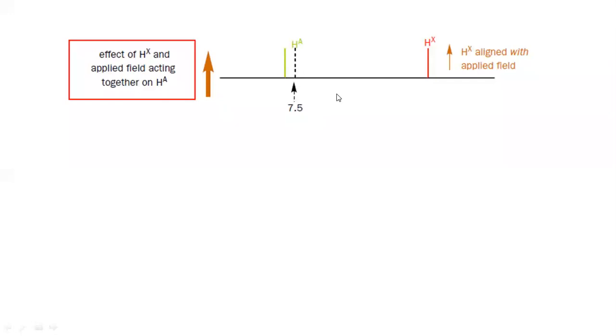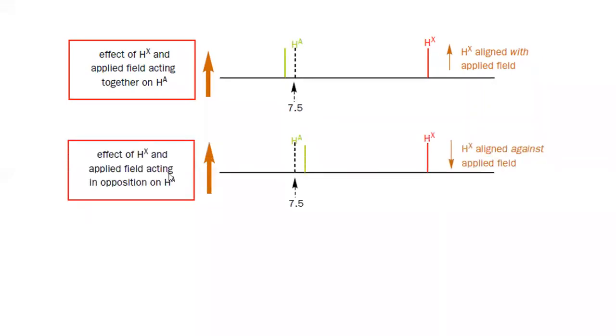Okay, but what about the next point? If you go for the next one, just focus here. Yes, what do you think about it? It means that HX, having its very tiny magnetic field, is opposing the applied field. When it opposes the applied field, this signal goes downfield, or to the right side. So we have this third condition.